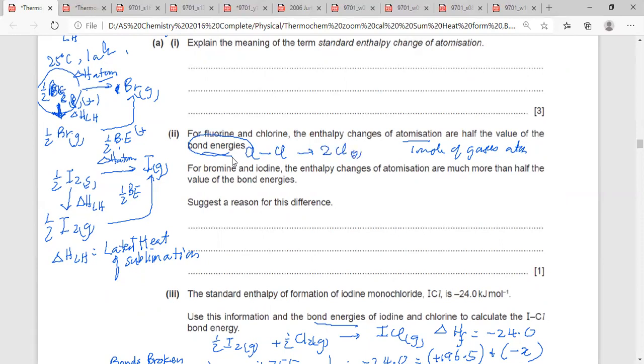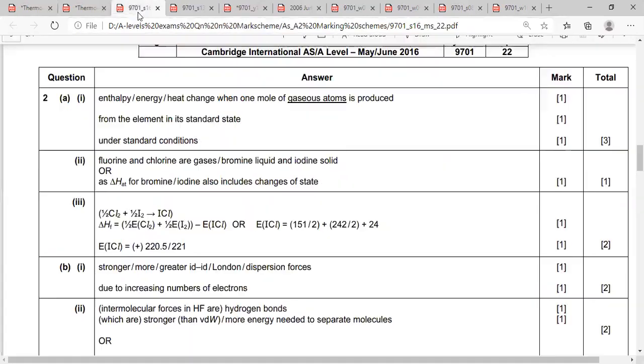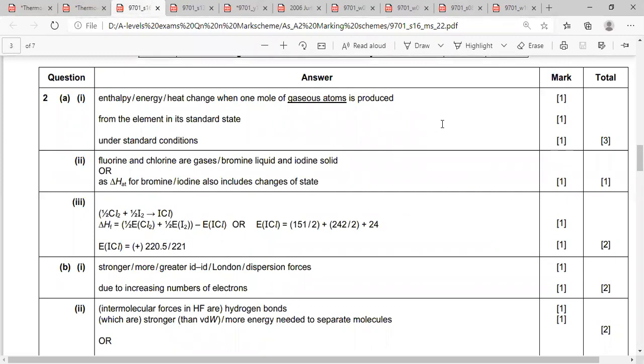For bromine and iodine, the enthalpy change of atomization is much more than this. Why? All they want is, they say here, okay, I'll show you the answer. All they want is that fluorine and chlorine are gases, whereas bromine is liquid and iodine is solid. Don't explain all this latent heat. This is 1 mark already. Either one is 1 mark, okay?